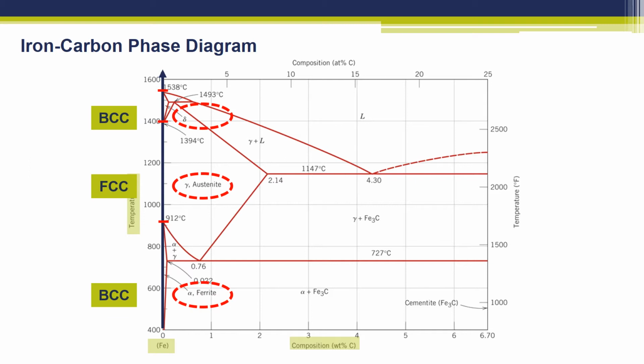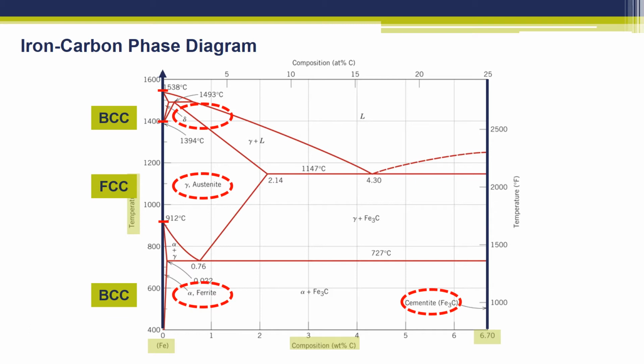You may note that the composition axis in the phase diagram extends only to 6.7 weight% carbon. At this concentration, the intermediate compound iron carbide, or sometimes we call it cementite, is formed, which is represented by the vertical line at the right of the phase diagram.